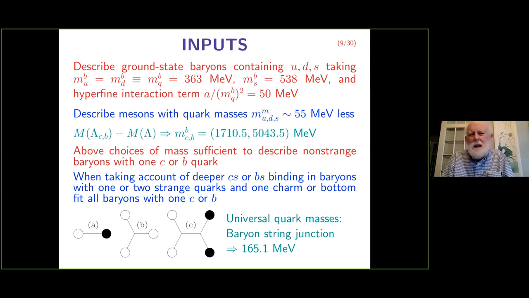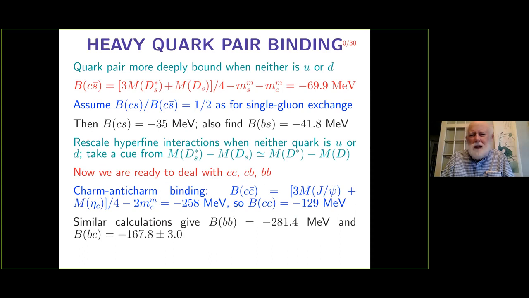But next slide, please. A crucial ingredient of the estimate was that the quark pair has to be regarded as more deeply bound when neither member of the pair is a U or a D. In particular, the CS bar binding was estimated to be minus 70 MeV, and we assumed that the binding energy of the CS pair divided by the binding energy of the CS bar pair was a half, as it is for a single gluon exchange. And this is simply an ansatz at this point.